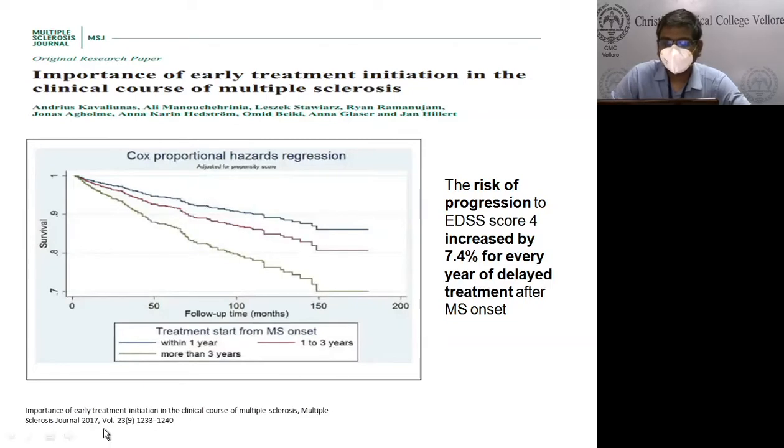This was a study published in 2017 in which they categorized patients retrospectively into three groups: those in whom treatment was started within 1 year of diagnosis, 1 to 3 years of diagnosis, and more than 3 years of diagnosis. What we are seeing are the Kaplan-Meier curves. The risk of progression, that is the worsening in the EDSS score, was more in the patients who were initiated on treatment later. The odds ratio calculation was that the risk of progression in EDSS score, a score in which ambulation becomes progressively difficult, is increased by nearly 7.4% for every year of delayed treatment after MS onset. So this was a landmark article.